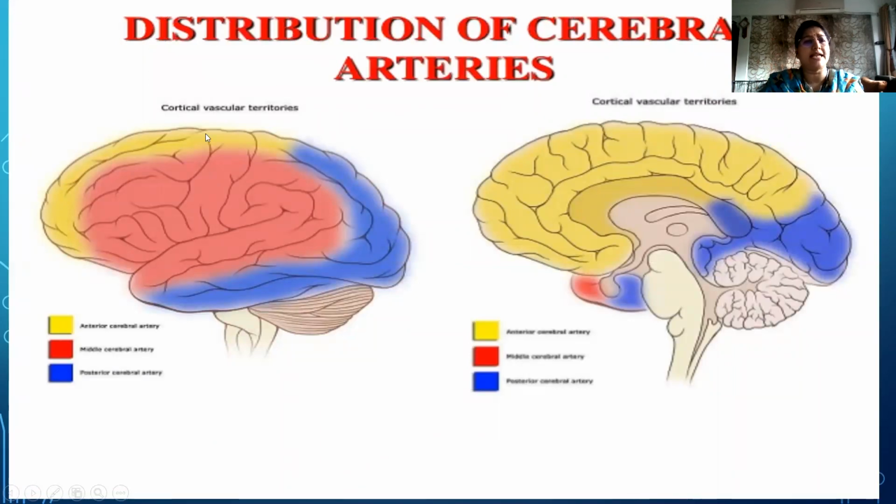Distribution of cerebral arteries. So here in the larger picture, you can see the distribution, and mainly the anterior cerebral artery supplies this area, the frontal and the part of parietal. The posterior cerebral artery supplies the posterior part, and the remaining portion largely is supplied by the middle cerebral arteries.